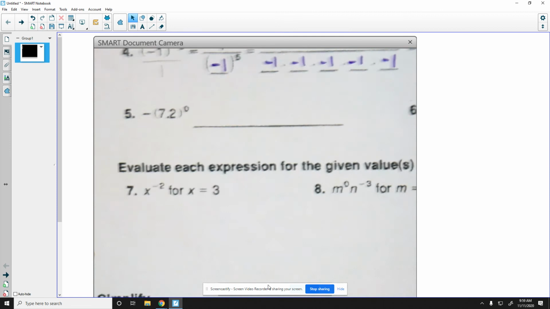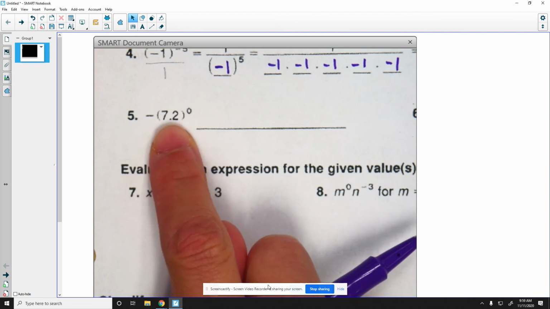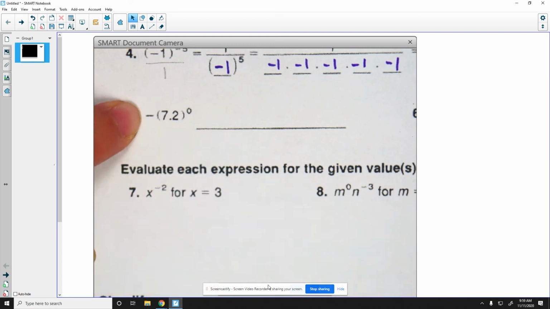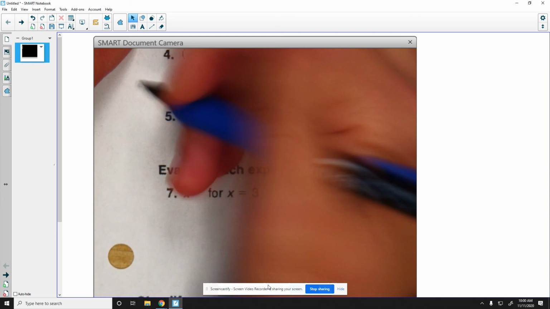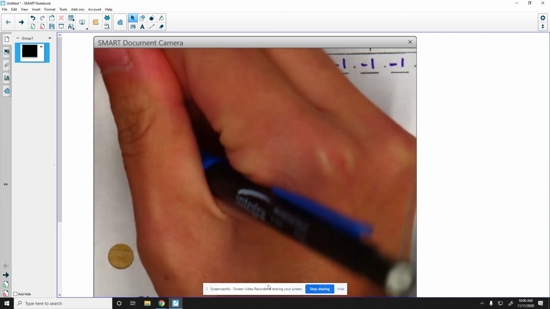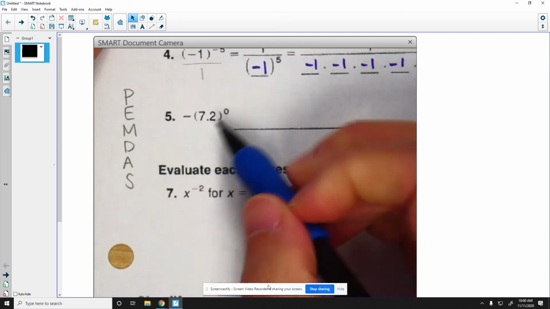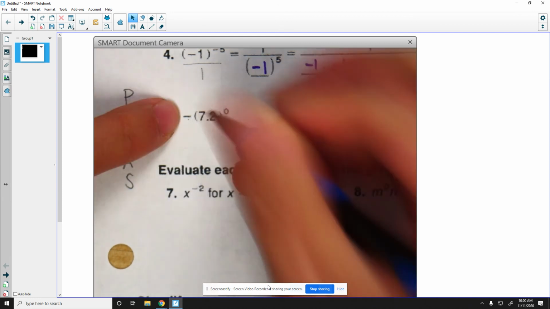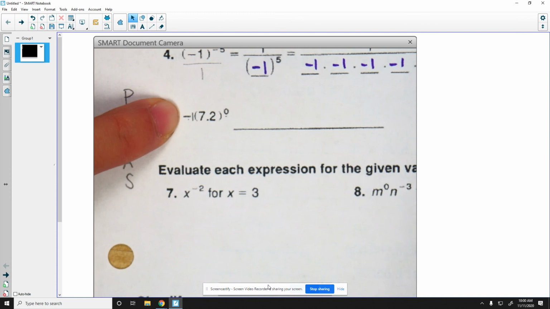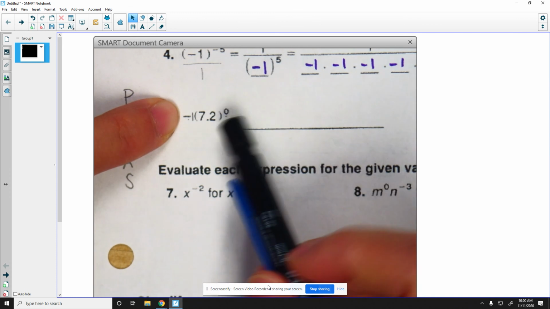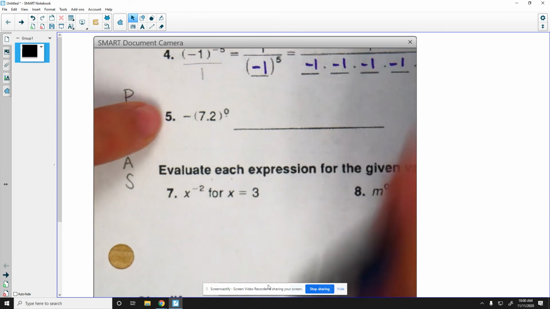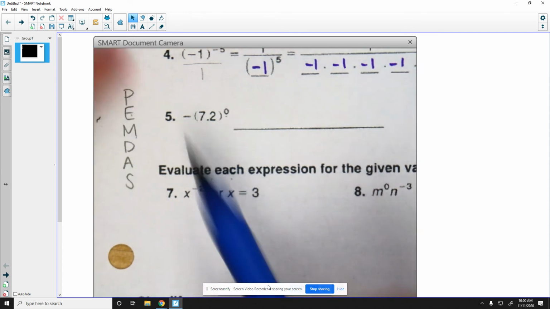Okay, next one. Something to the 0 power. So remember how we said, like, PEMDAS, exponents come first. So if I were to think of PEMDAS, exponents come first before multiply. This technically is a multiply problem, right? Because isn't it -1 times 7.2 to the 0? So PEMDAS tells you do the exponent first, then multiply by -1. Okay, so don't think of my answer as just being negative because you see a negative there.